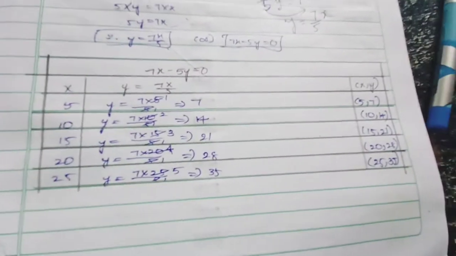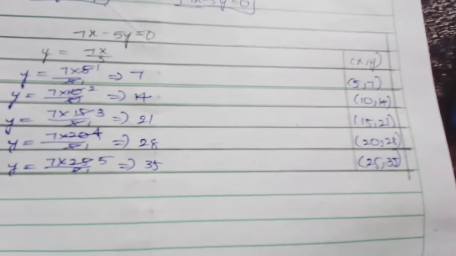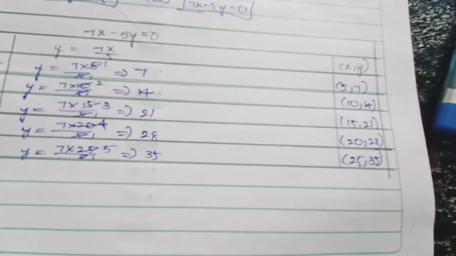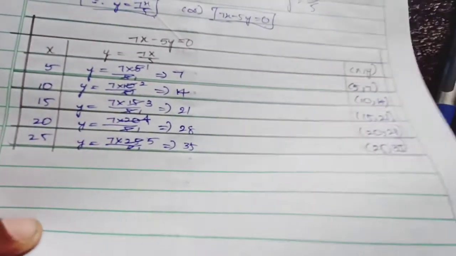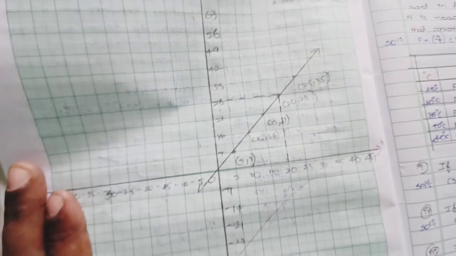For this you draw the graph here. If you draw the graph for this, you get graph values like this. If you put these graph values on a graph paper, your graph will come like this.